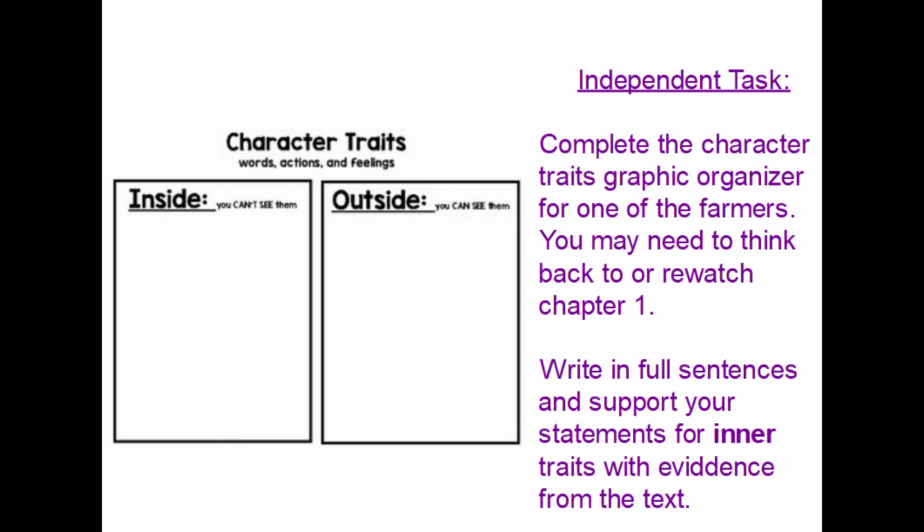I want you to write in full sentences and support your statements for inner traits with evidence from the text. Oh no, I see a spelling mistake there. Unfortunately, I can't fix it now. Do you see my spelling mistake? I put 2 D's in evidence, so please just ignore that. But make sure that you do support your inner traits or your choice of inner traits with evidence from the text. When you've done that, as usual, you're going to take a picture of your work and send it to me.